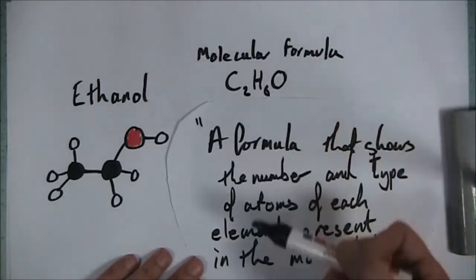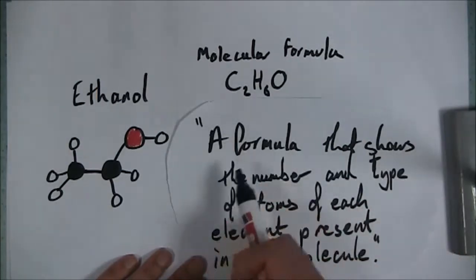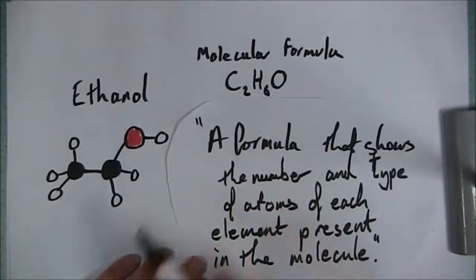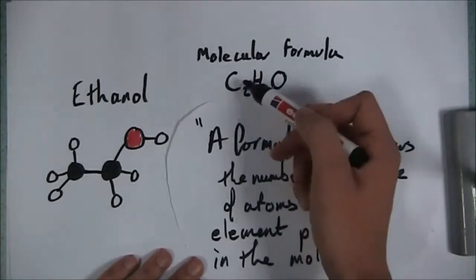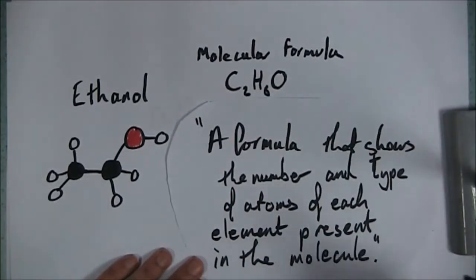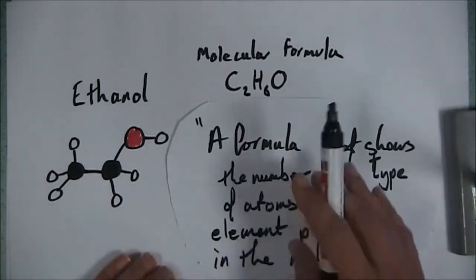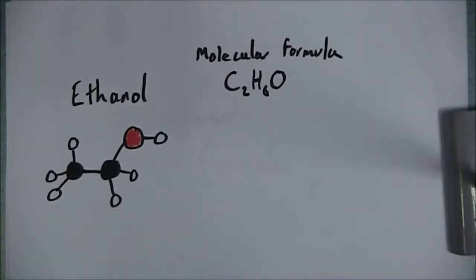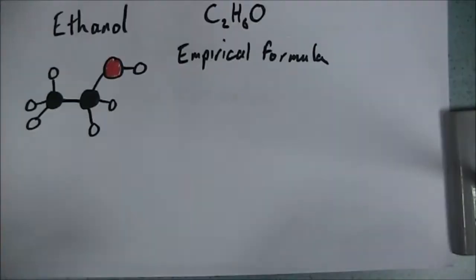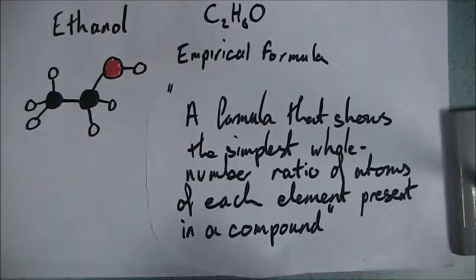So from my molecular formula, I know the number of atoms. I have 2 of carbon, 6 of hydrogen, 1 of oxygen, and I know that there is carbon, hydrogen and oxygen atoms there. Nice and simple. So the next type of formula is an empirical formula. An empirical formula is a formula that shows the simplest whole number ratio of atoms of each element present in a compound.